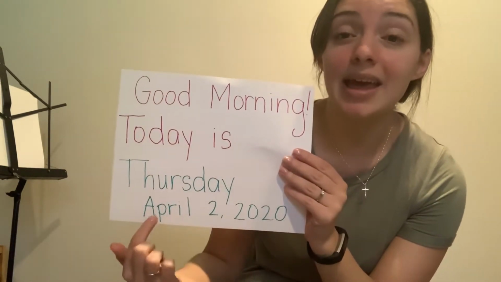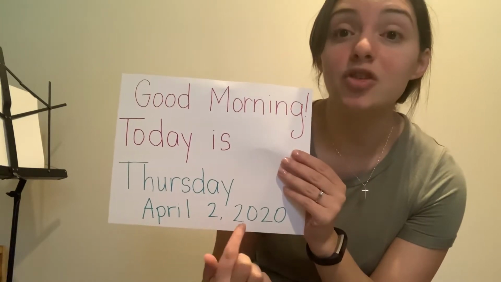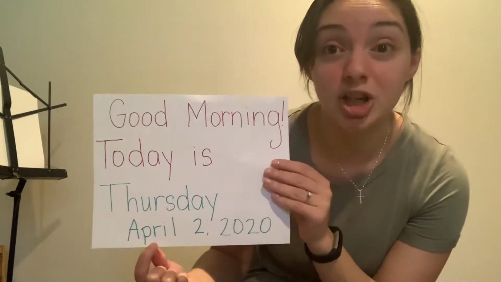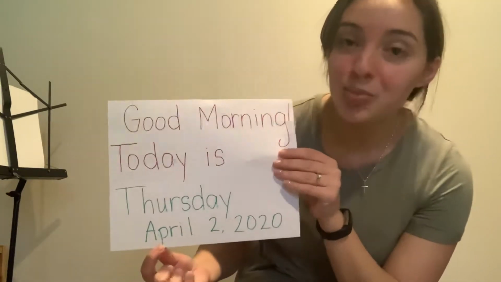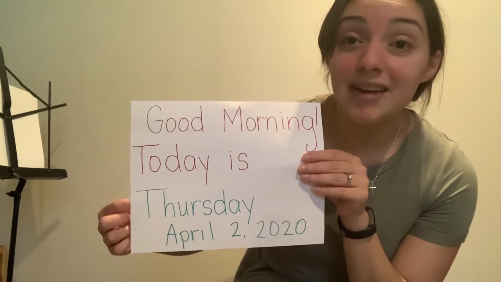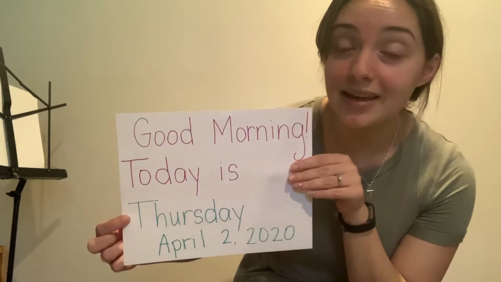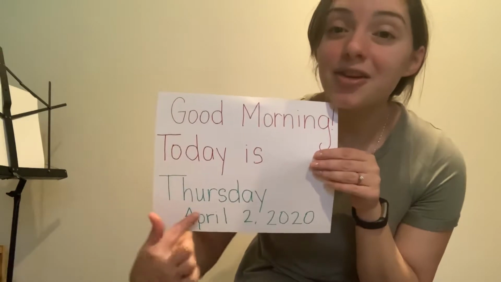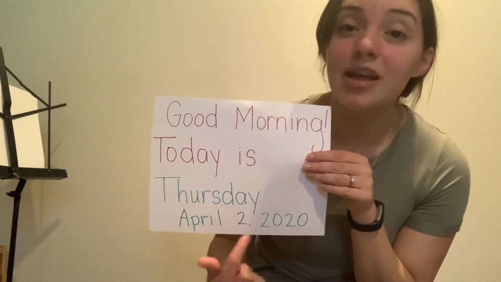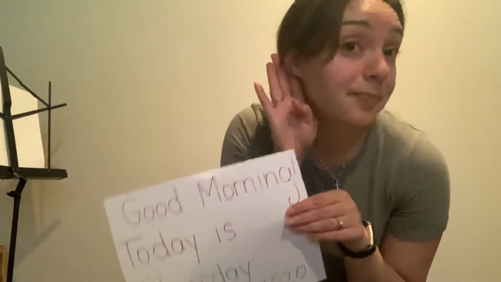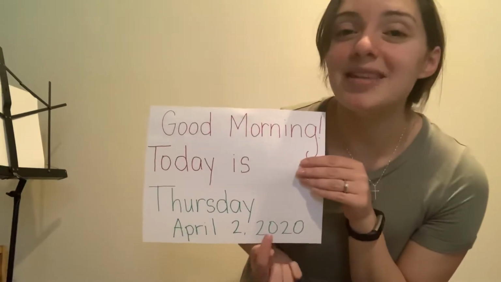Thursday, April 2nd, 2020, right? Today is the second day of our new month, which is April. April came after March. Okay, so our new month is April. And the day of the week today is Thursday, right? So today is Thursday, April 2nd, 2020. And remember, 2020 is that's right, 2020 is our year.